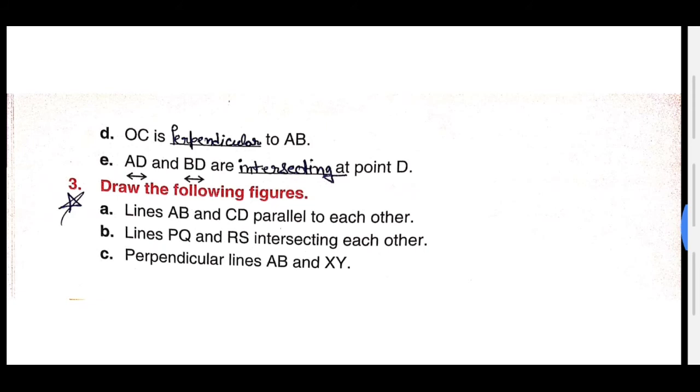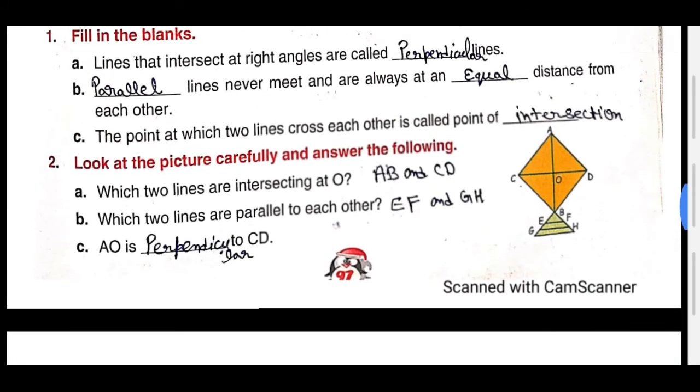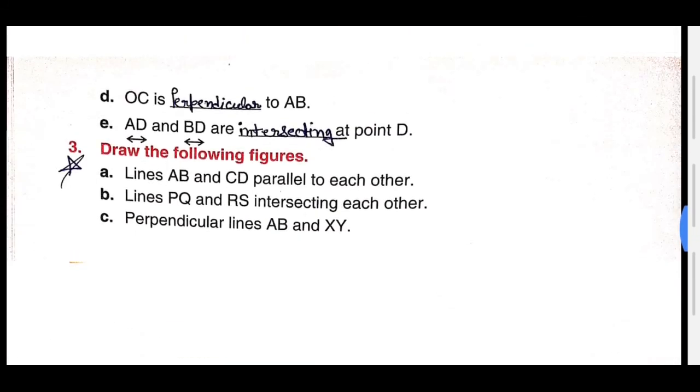Now come on to the next. OC is dashed to AB. Just see OC. Where is OC? OC is here and AB is here. It becomes again a perpendicular line. So it is perpendicular to AB.